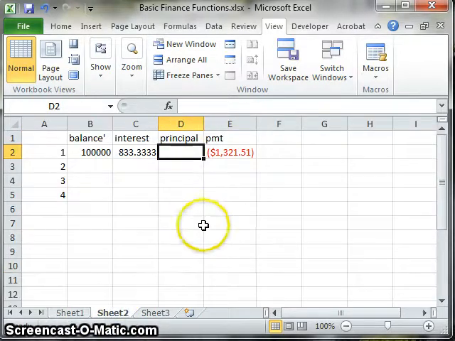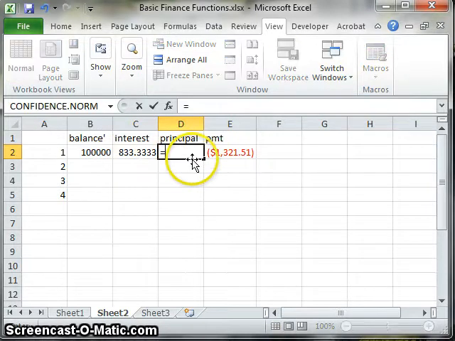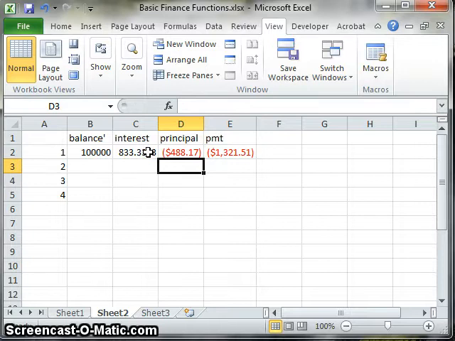So the principal that we pay off on that particular loan is just going to be the difference between the two. So if we just do the quick math here, we have the payment and the interest. So the principal payment was $488. And I had a positive number here and a negative here. That's why I did the math that way.